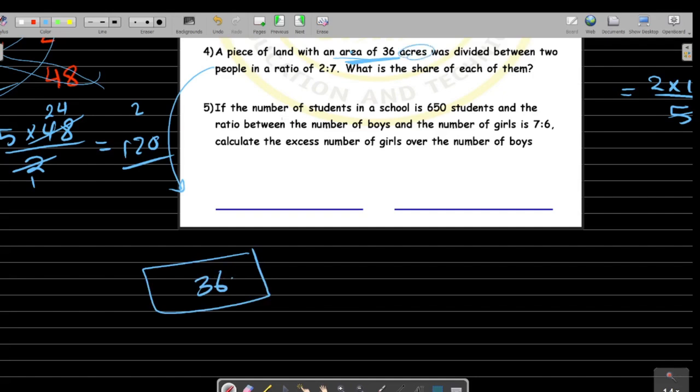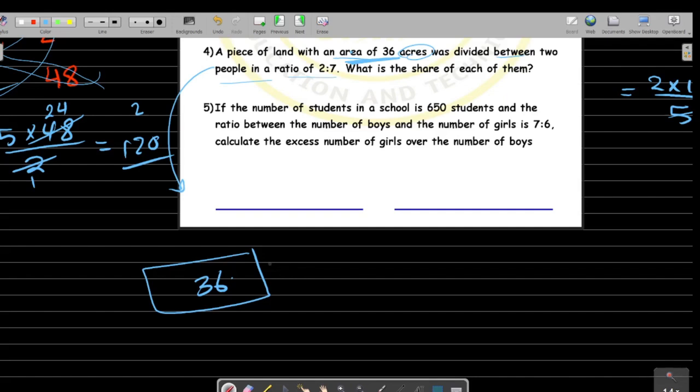I don't know the meaning of acres; we'll search about it. A piece of land was divided between two people in the ratio 2 to 7. What is the share of each of them?